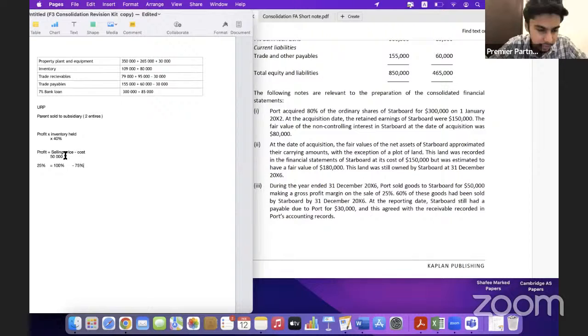Now see, selling price is 50,000 rupees. This is for 100%, so divide by 100. Now we want profit, and profit is how much percent? Profit is 25%. So multiply this by 25, right? Check and see, guys, then your answer will be how much? 50,000 divided by 100, multiplied by 25. So therefore, the answer for profit is 12,500 rupees.